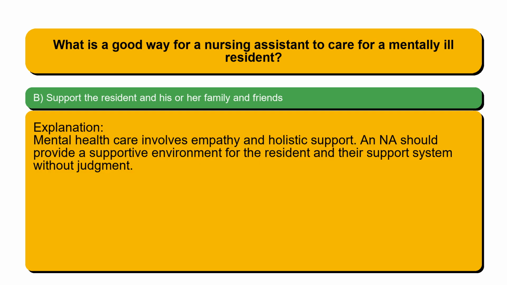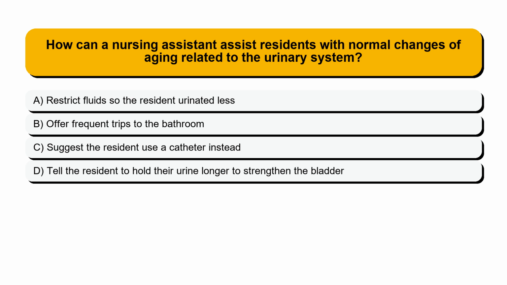Mental health care involves empathy and holistic support, and an NA should provide a supportive environment for the resident and their support system without judgment. Question 98. How can a nursing assistant assist residents with normal changes of aging related to the urinary system? Option A, restrict fluids so the resident urinates less. Option B, offer frequent trips to the bathroom. Option C, suggest the resident use a catheter instead. Option D, tell the resident to hold their urine longer to strengthen the bladder.